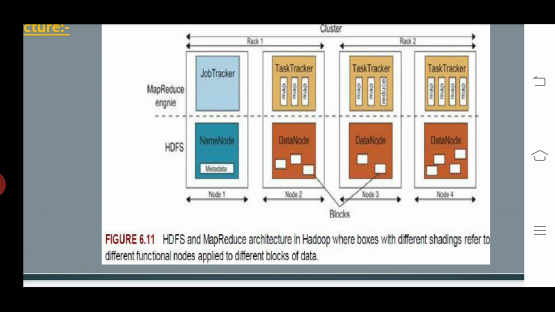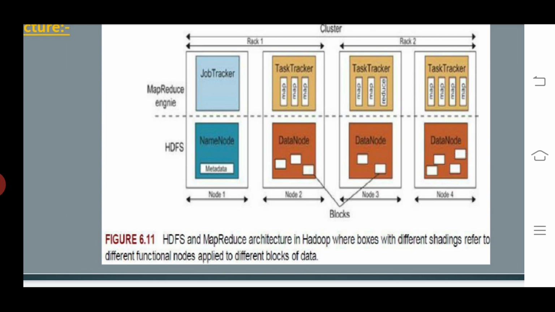And coming to the bottom layer, it indicates the name node and data node. In previous classes we have learned what a name node is and what a data node is. The name node holds the metadata, the data about data. The data node holds the actual data. Here the different shadings refer to different functional nodes applied to different blocks of data. Look at rack 1 and rack 2.